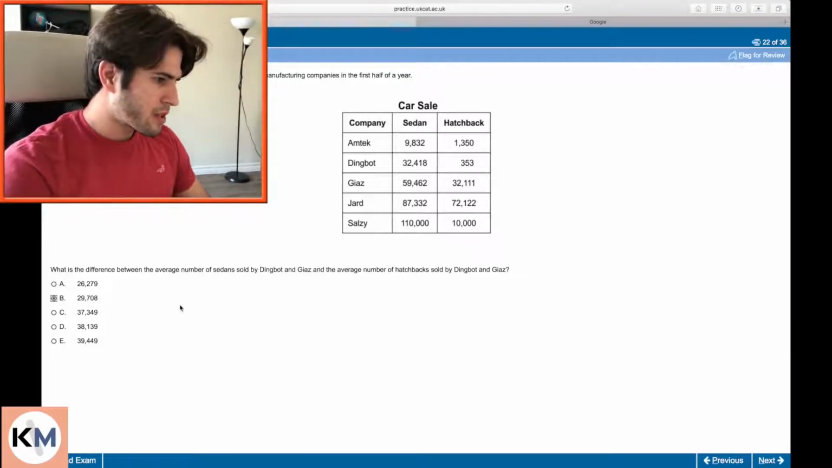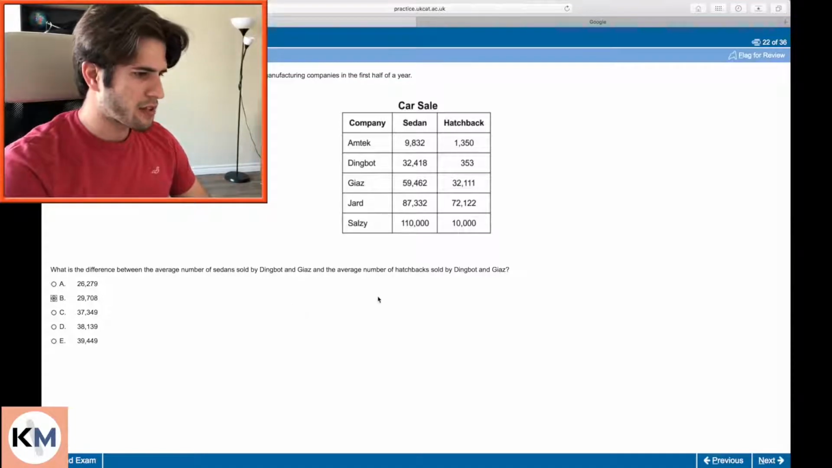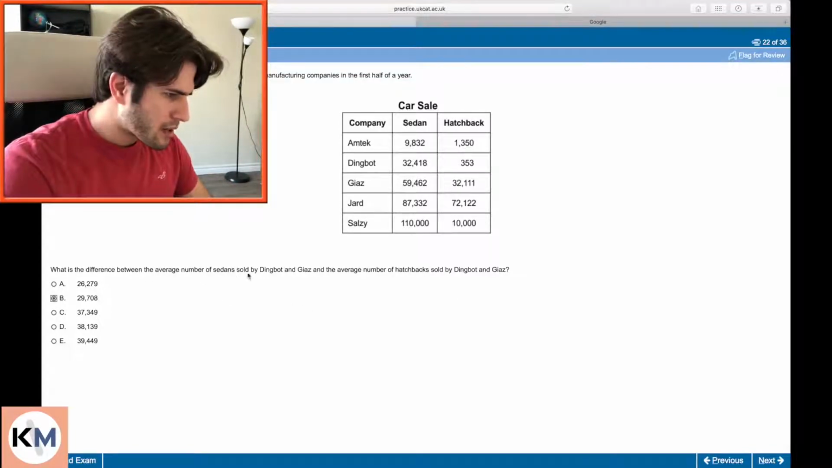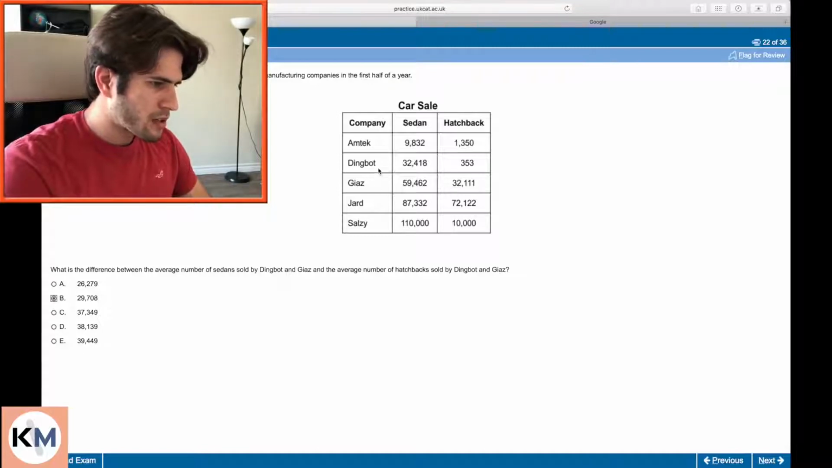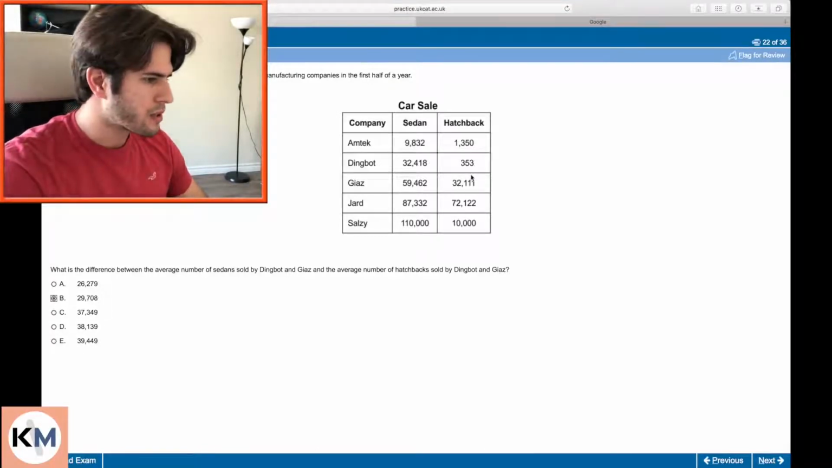What is the difference between the average number of sedans sold by Dingbo and Giaz and the average number of hatchbacks sold by Dingbo and Giaz? Between the average number of sedans sold by Dingbo and Giaz, okay, and the average number of hatchbacks sold by Dingbo and Giaz. What is the difference between the average number of sedans? Table shows the number of sedans sold.